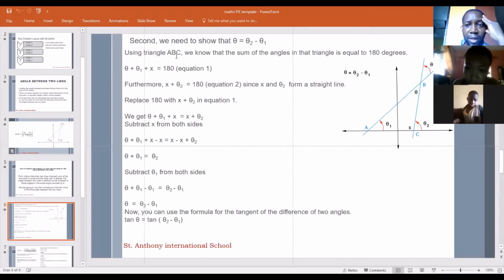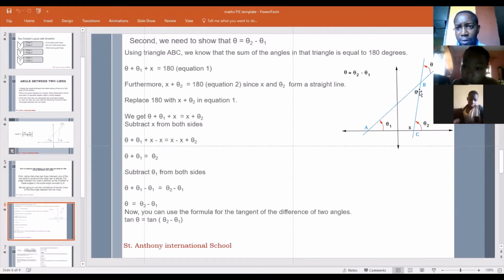Now, using the triangle ABC, like what you have on your screen, can you see what we have on your screen? Yes, sir. Good. Using triangle ABC, we know that the sum of the angles in that triangle is equal to 180 degrees, right? Naturally. Sum of angles in a triangle is 180 degrees, right? Yes, sir. Good. Now, so we can safely say that theta, this one that is here, can you see my mouse actually moving?